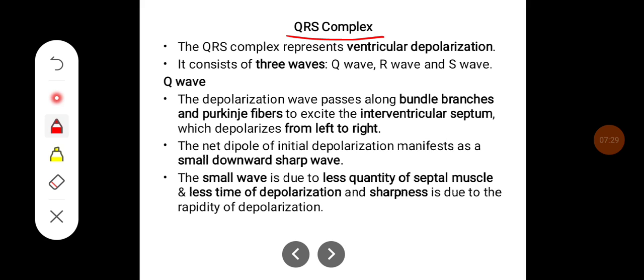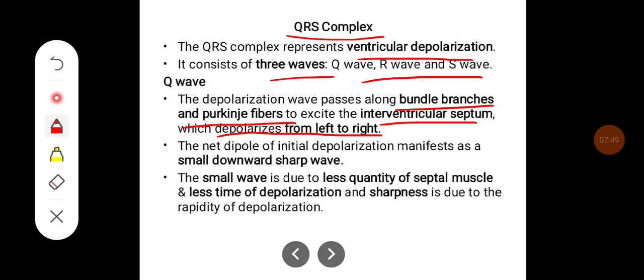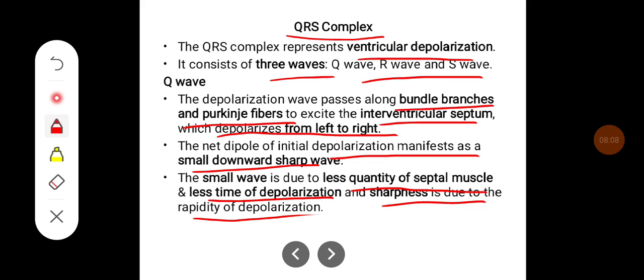QRS complex. The QRS complex represents ventricular depolarization. It consists of three waves: Q wave, R wave, and S wave. For the Q wave, the depolarization wave passes along the bundle branches and Purkinje fibers to excite the interventricular septum, which depolarizes from left to right. The net dipole of initial depolarization manifests as a small downward sharp wave, that is the Q wave. The wave is small due to the small quantity of septal muscle and short time of depolarization, and the sharpness is due to the rapidity of depolarization.